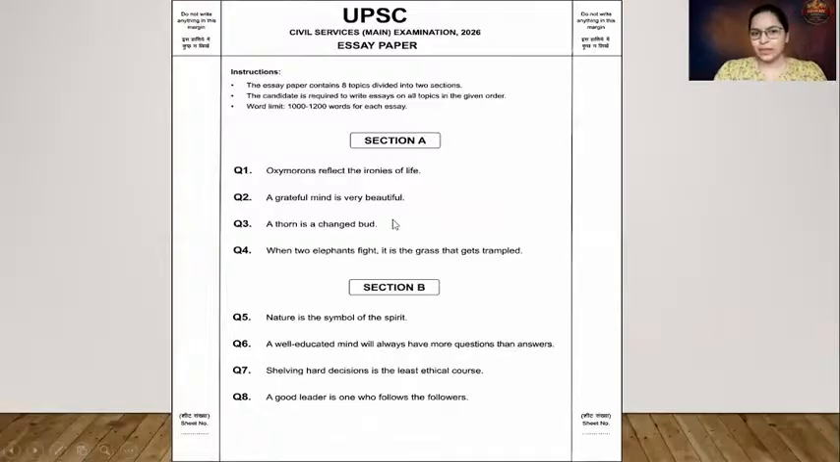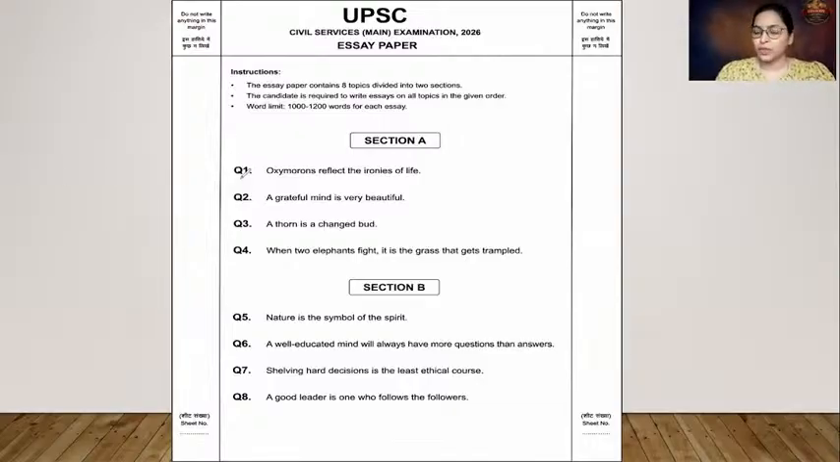So this is the essay paper of 2026, and we all know that there are two sections, Section A and Section B. In each section, four topics are given, and out of the four topics, you need to attempt one topic. So one topic from Section A, one topic from Section B. And you are supposed to write an essay in the word limit of 1000 to 1200 words. Generally, 10 to 12 pages are allocated for writing each essay. So let us have a look at Section A's topics.